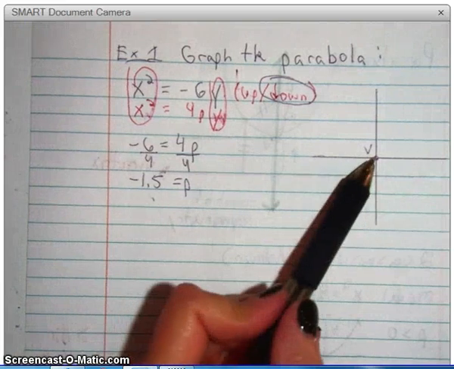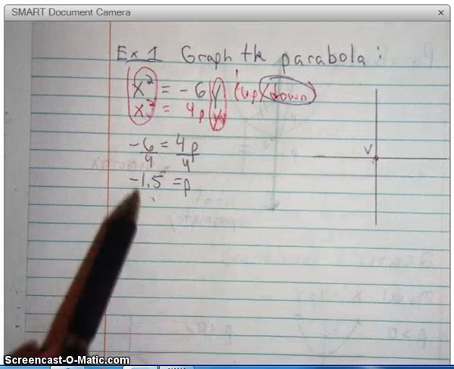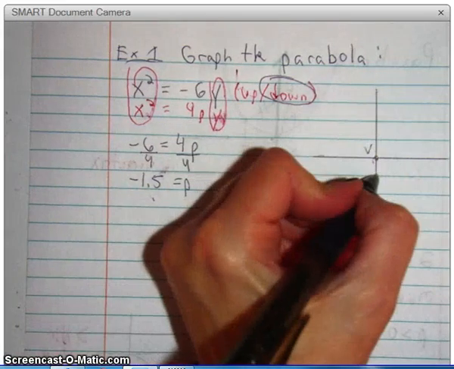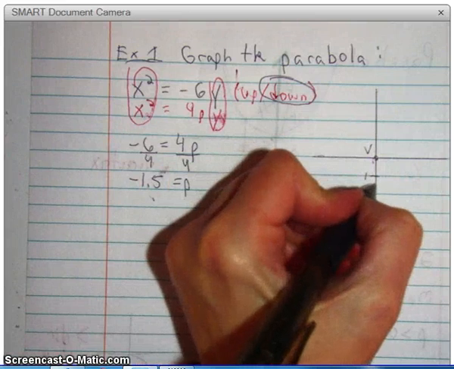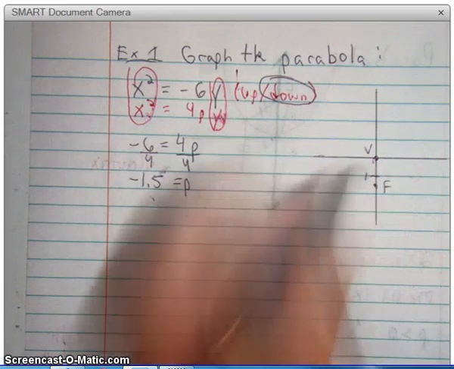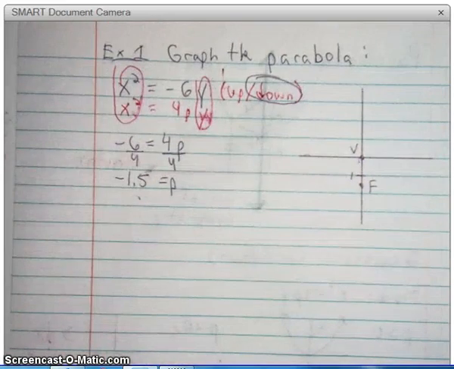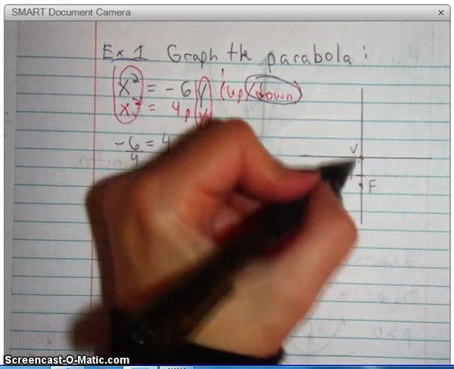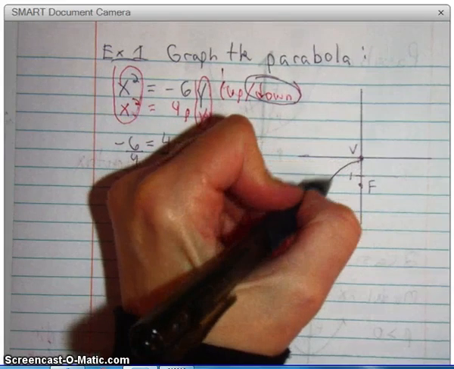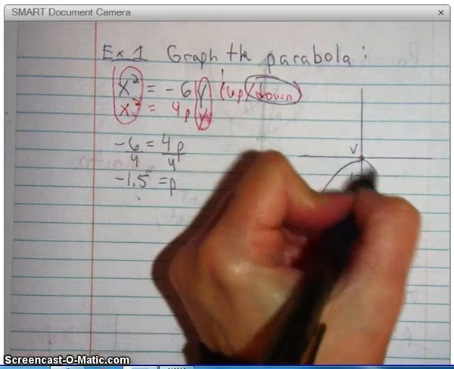The distance from the vertex to the focus going down is down 1.5. So let's say this is 1. So this is 1.5. There's your focus. Then you don't have to plot ordered pairs for me. You guys can just sketch.